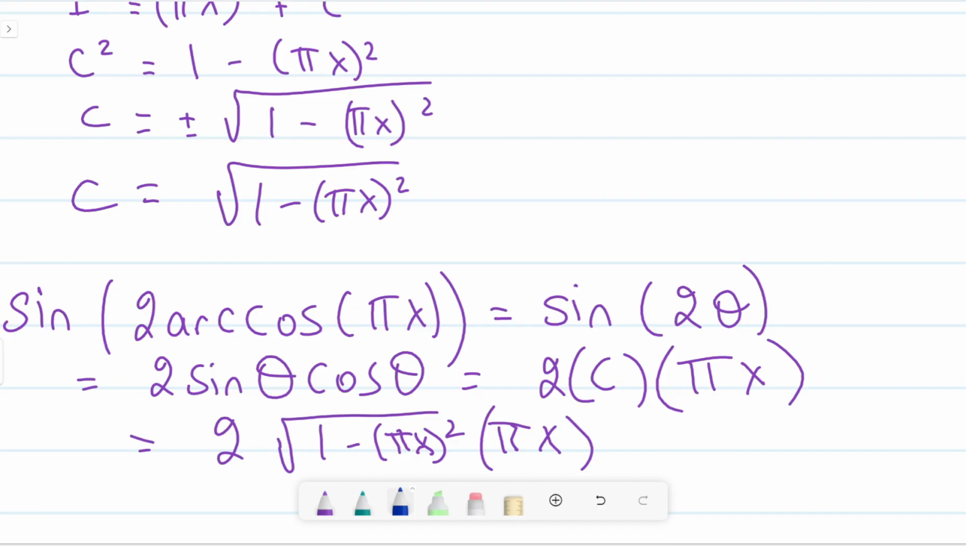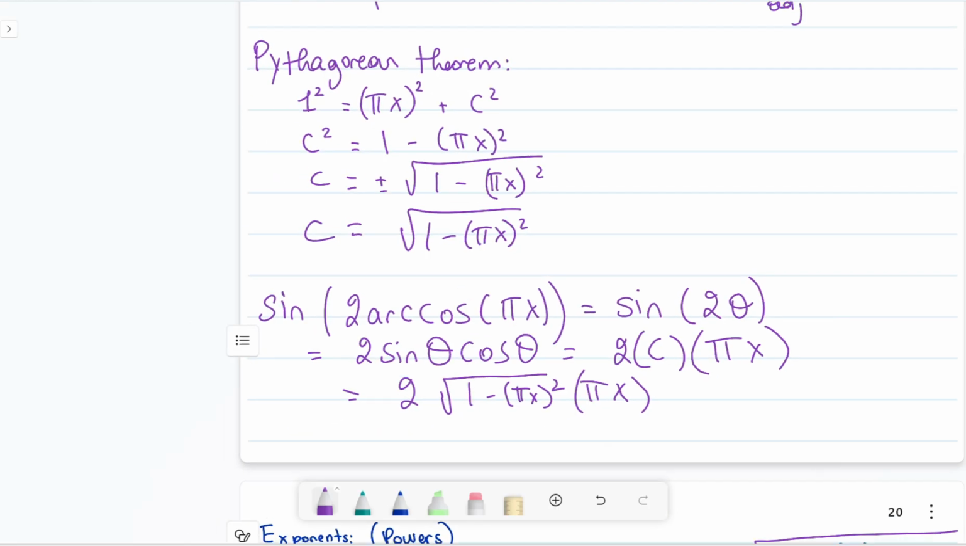Now, instead of c, we already found what c is. We already agreed that c is the square root of 1 minus (pi x) squared. So let's write this down. So our final answer is 2 times the square root of 1 minus (pi x) squared, times pi x. And this is our answer.